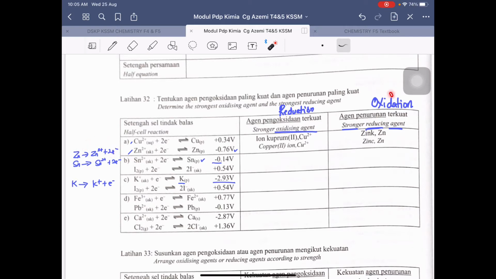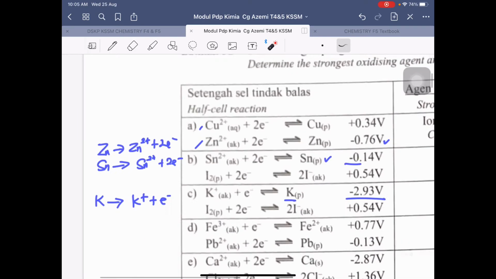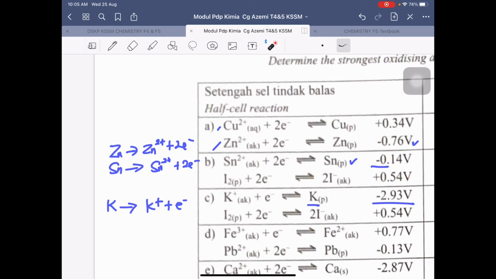You remember, kalau oxidation, you need to kasih terbalik the equation, and then yang sebelah kiri tu lah agent penurunan, because it undergoes oxidation bah. Okay, kalau I want to talk further about macam mana dia mengalami oxidation ni teacher, I cannot see.